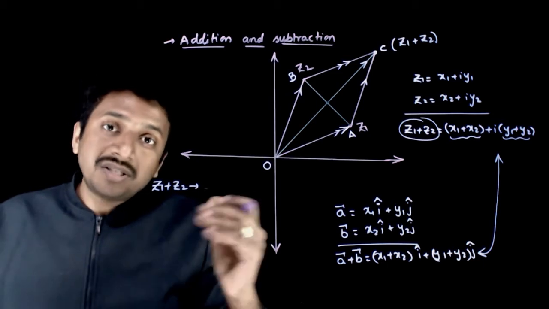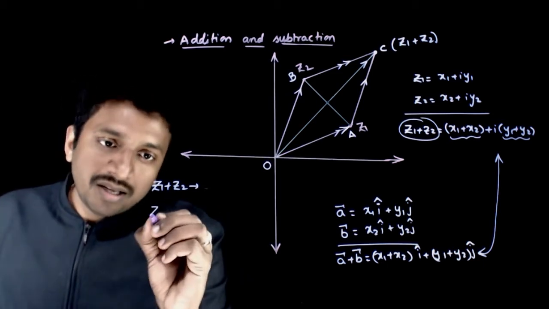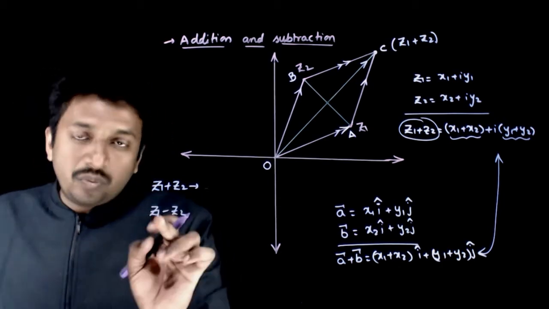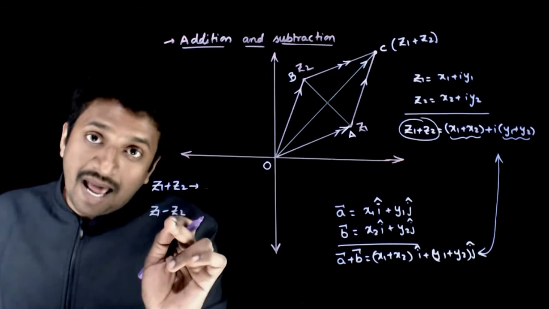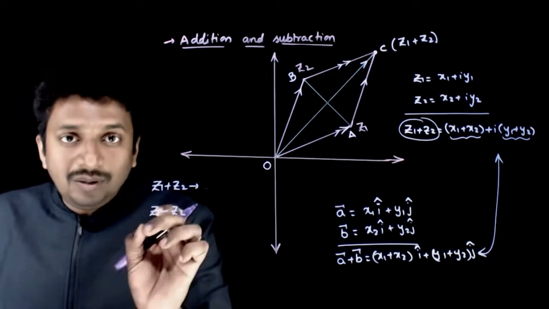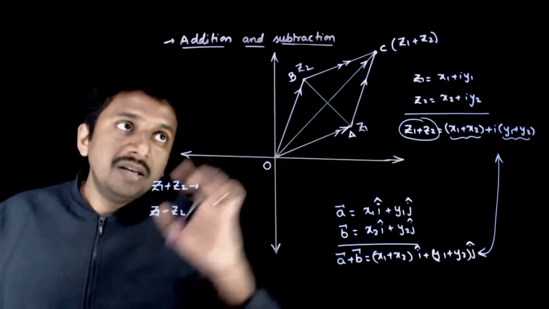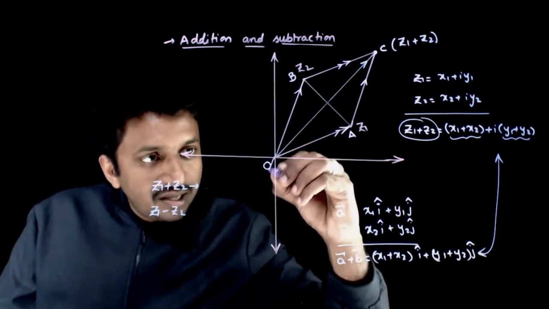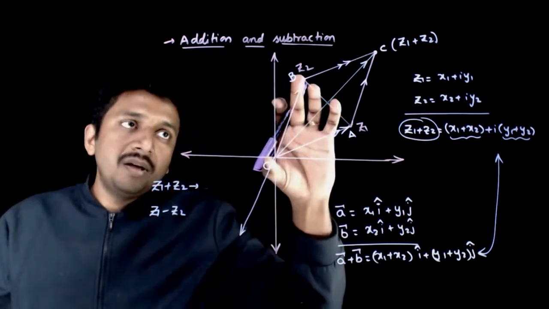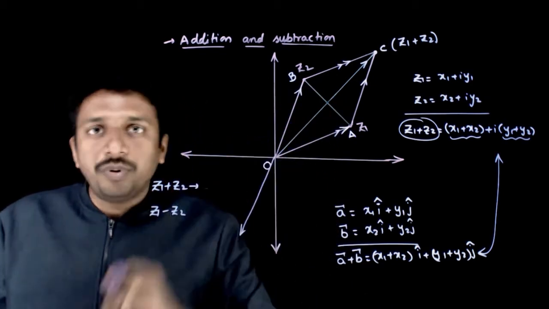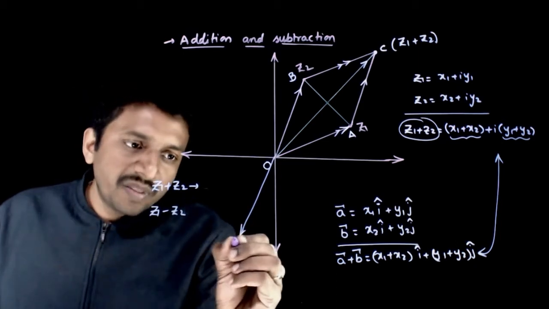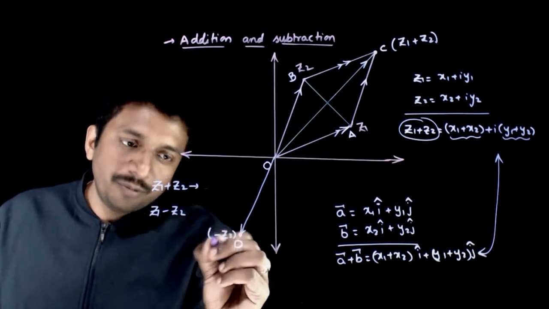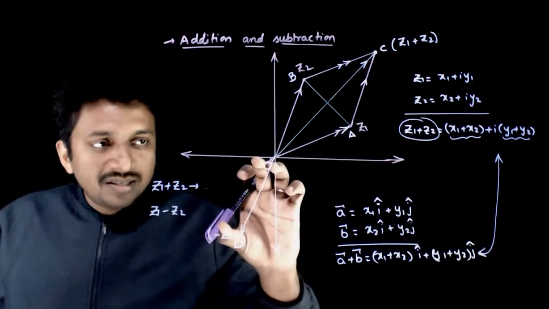Now, how do you subtract two vectors? If you want z1 minus z2, how do we do this? So we take z1 and add minus z2 to z1. So z1 is here. z2 is OB bar. What is minus z2? Minus z2 is just the vector in the opposite direction. Same magnitude in the opposite direction. So let this point be D. So this point is minus z2. So this is z1, this is minus z2.